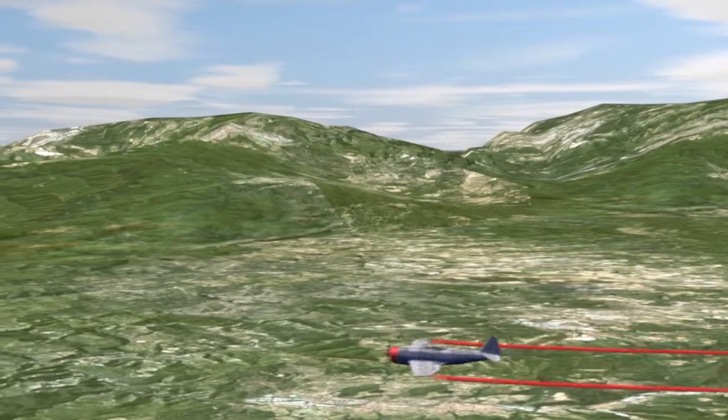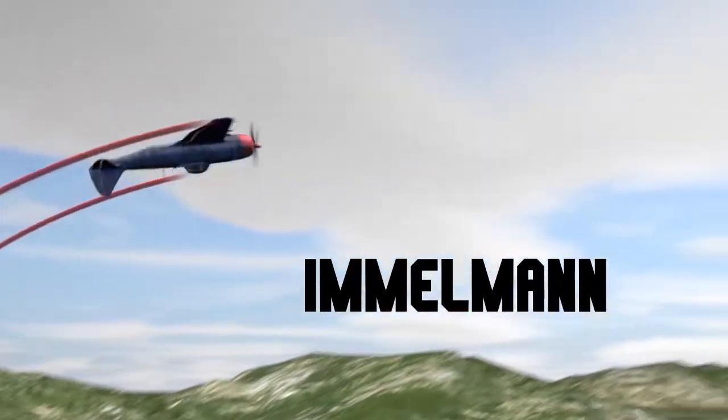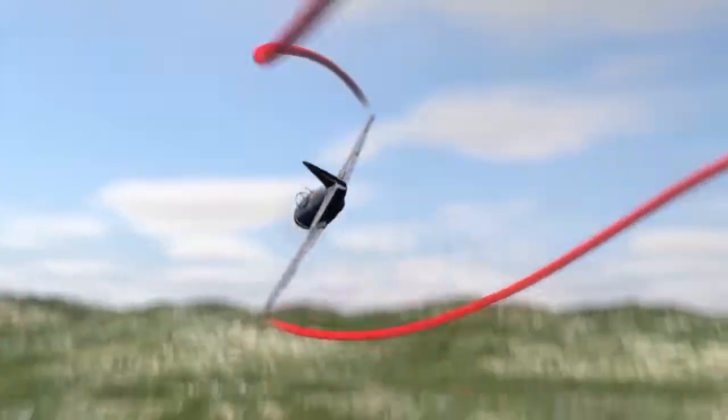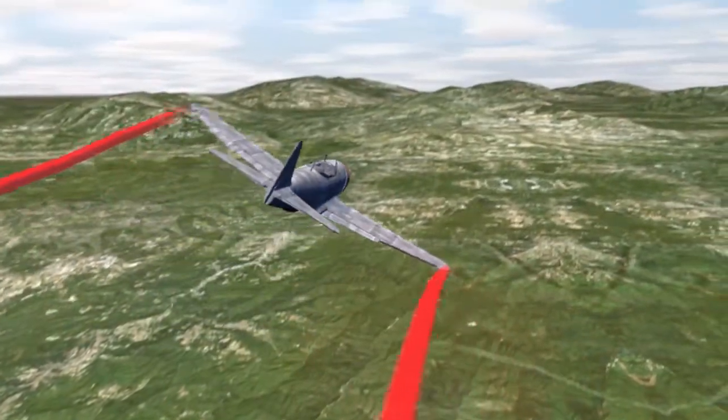Nearly the opposite of a split S is the Immelman. When performing the Immelman, the pilot pulls back on the stick until they're upside down. Then they roll the plane to bring it level. This maneuver would generally be used to reposition the aircraft following a boom and zoom.